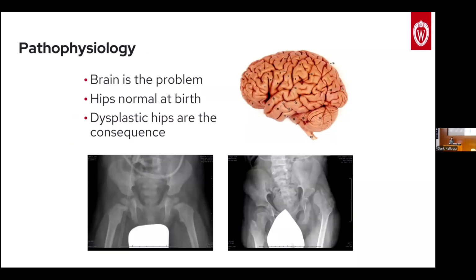So again, going back to pathophysiology, the brain is the problem. When kids with cerebral palsy are born, their hips are actually normal. This is a patient whose initial x-ray at birth on the far left is a normal hip x-ray. And then as they grew, by the time they reached their preteen years, you can see that the right hip has now become subluxated and is now dysplastic, all right? Again, the brain is the problem.